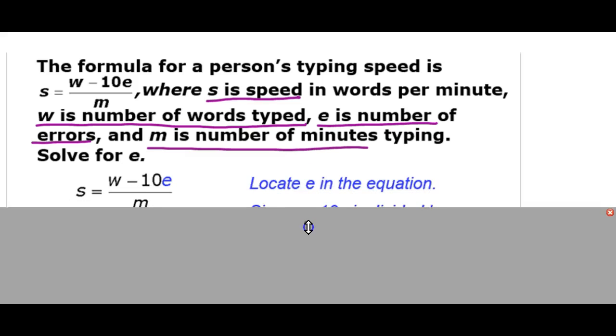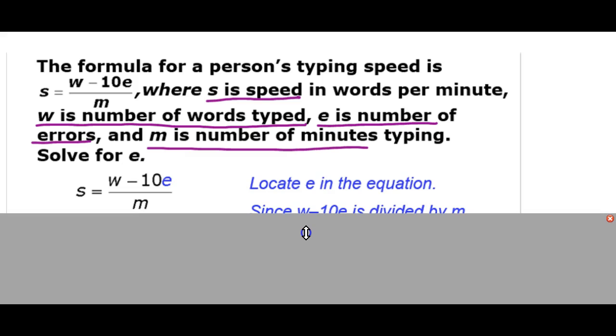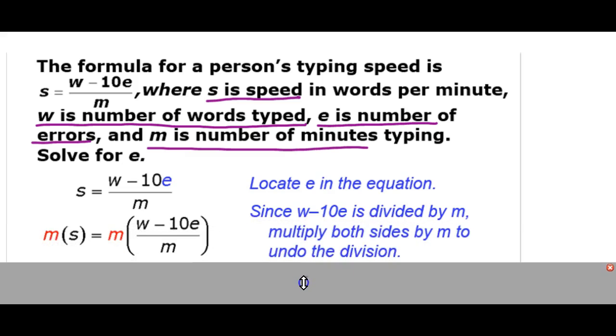First we have to locate where it is in the equation. You see the E right there. Now, what's going on with that E? Well, the E is multiplied by a negative 10. It's subtracted from W and then divided by M. So multiplied, subtracted, divided. So I'm going to do that in reverse. I'm going to get rid of what's divided first, and I do that by multiplying. So I multiply both sides of the equation by M. And what's going to happen here is this M cancels with this M.